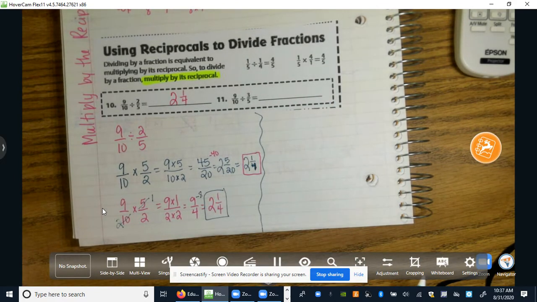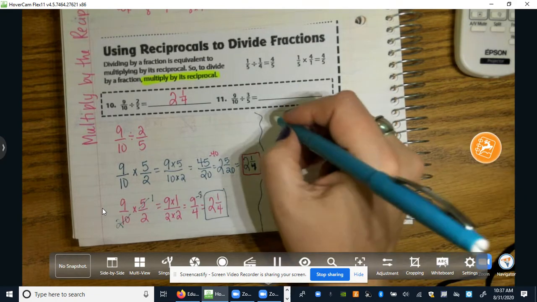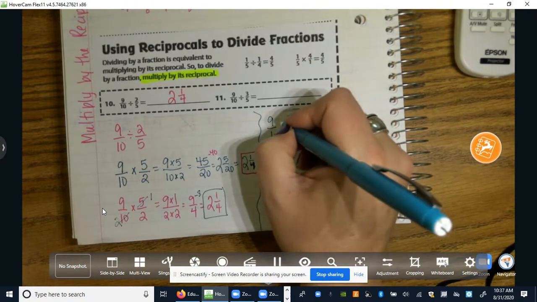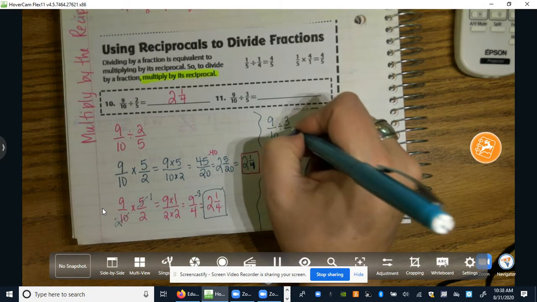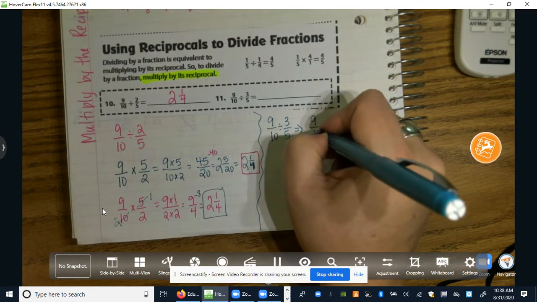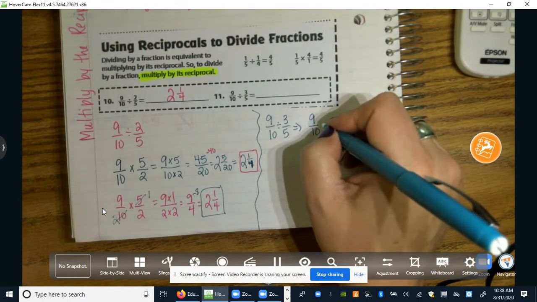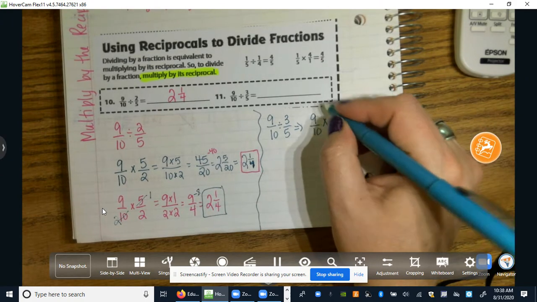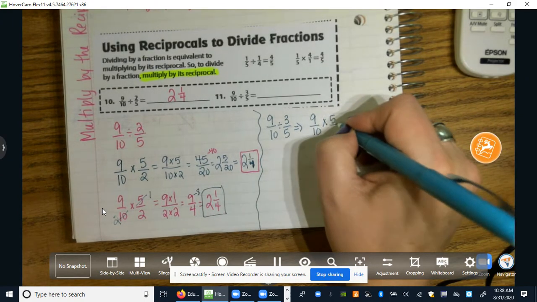Just going to draw a little line right here, and let's look at our next one. Again, we have 9/10 divided by 3/5. I'm going to take my first fraction and keep it the same. I'm going to change division into multiply, and the reciprocal of 3/5 is 5/3.